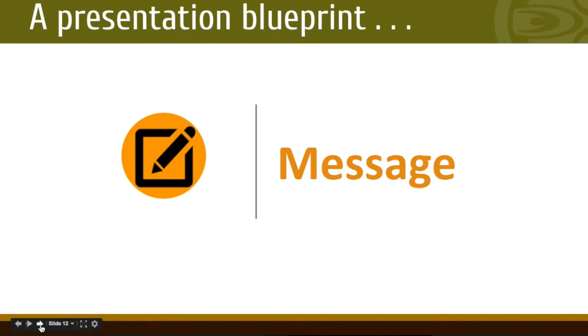Oftentimes our message is the delivery of bullet point after bullet point of material, and the message shouldn't be putting every word on the screen. Keep in mind lesson objectives and what you want your students to know or be able to do at the end of the lesson. Remember also the key points to emphasize, and do so by telling a story.